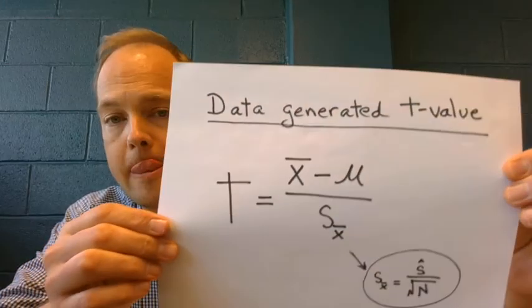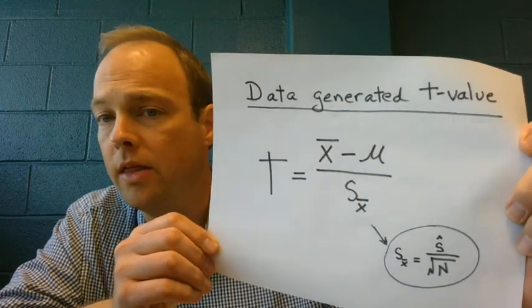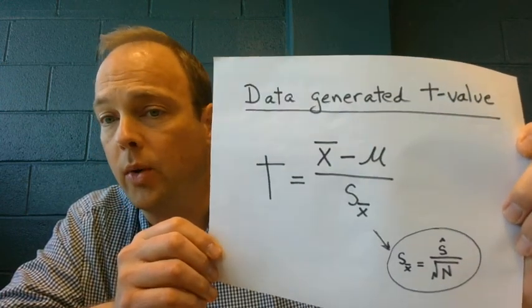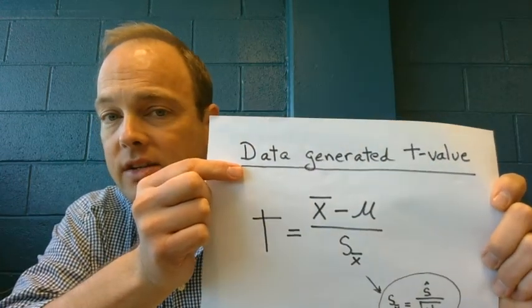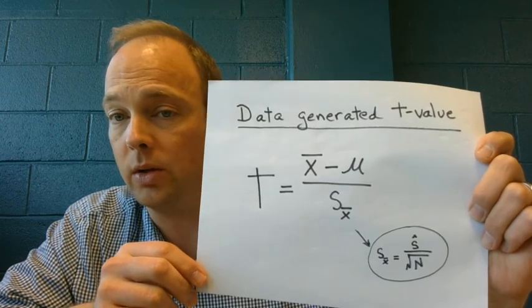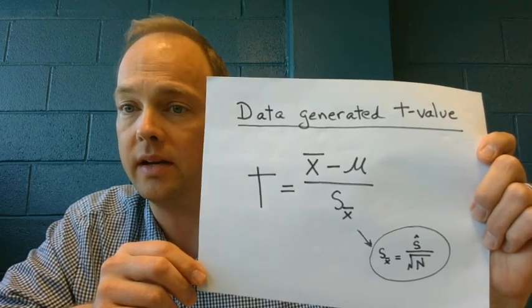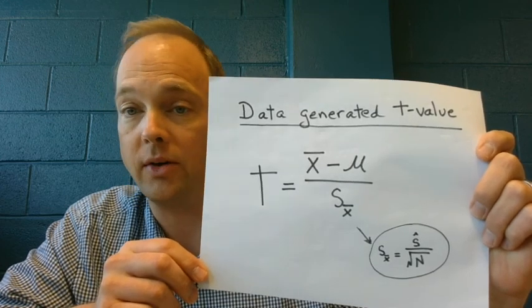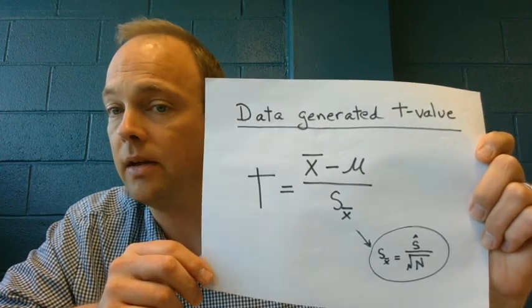This segment discusses the other source of t-values that go into conducting a t-test for one sample. Specifically, I want to go over the formula for what we will refer to as the data-generated t-value, because this is the t-value that you will calculate using information about your sample as well as the population.